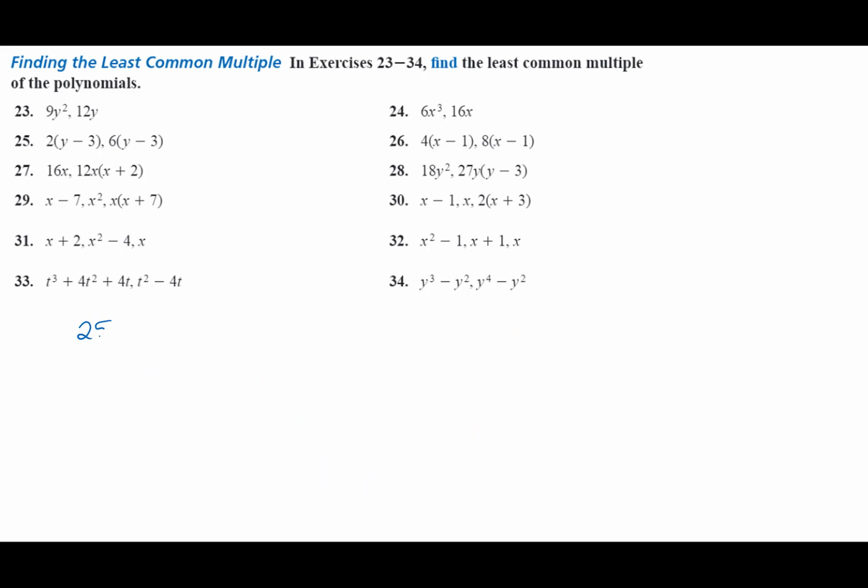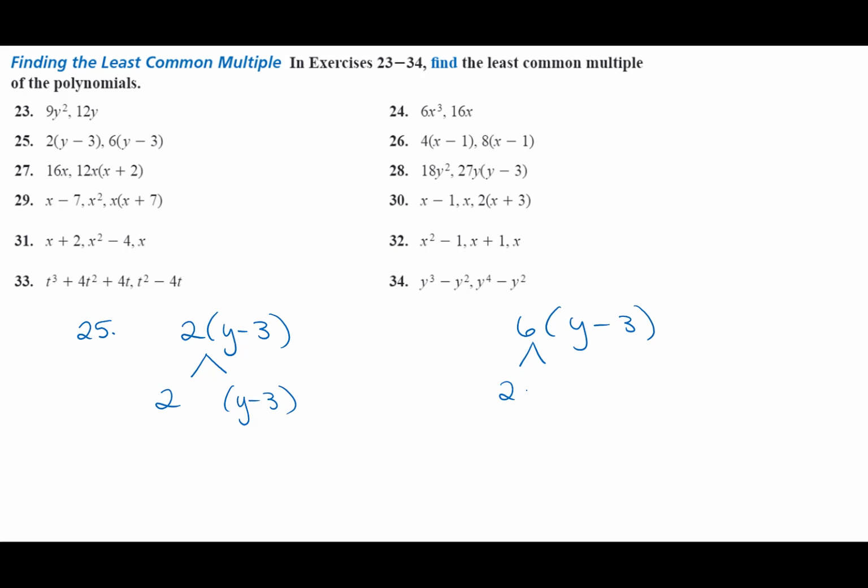Look at 25. You have 2 times the factor y minus 3 and 6 times the factor y minus 3. It looks a little harder when you have binomials, but it actually isn't that bad. This one's just going to separate into 2 times y minus 3.